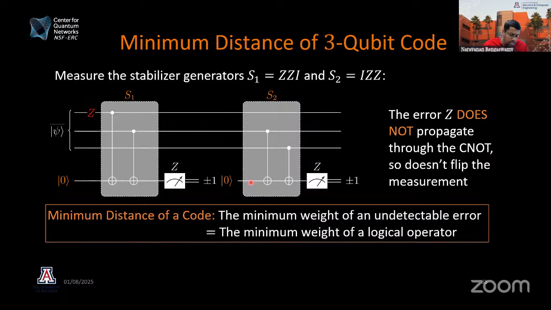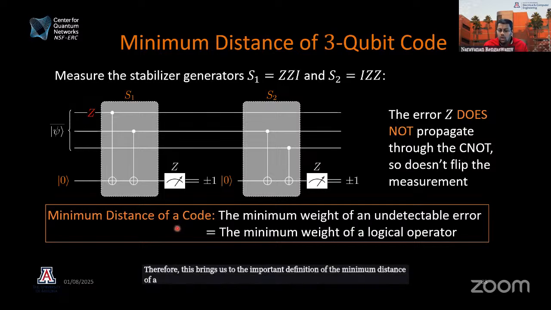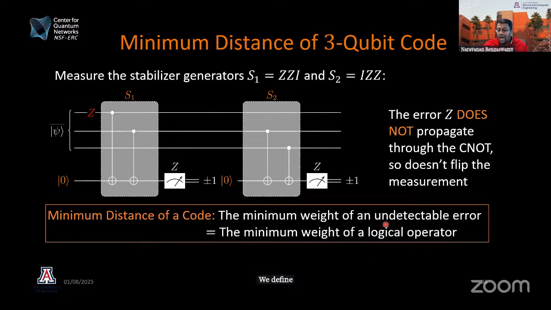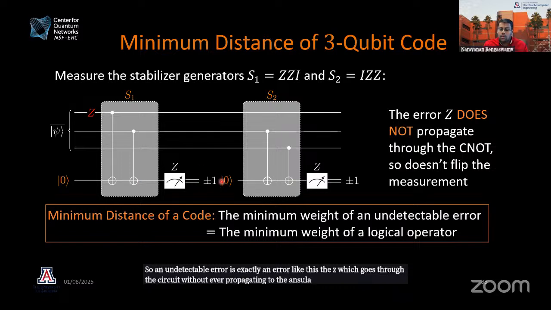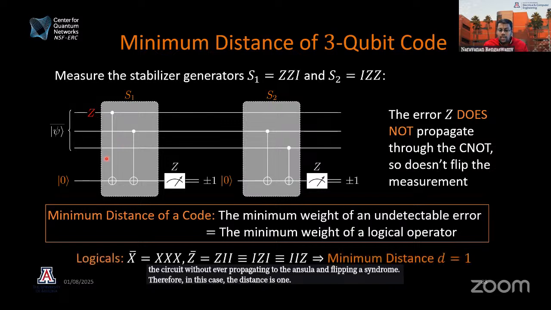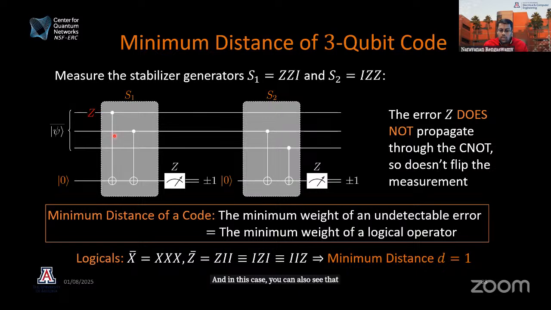Therefore, this brings us to the important definition of the minimum distance of a quantum code, of a stabilizer code. We define it as the minimum weight of an undetectable error, which is the same as saying that it's the minimum weight of a logical operator. So an undetectable error is exactly an error like this, the Z, which goes through the circuit without ever propagating to the ancilla and flipping a syndrome. Therefore, in this case, the distance is 1. And in this case, you can also see that Z acting on the first logical qubit is a logical operator. So logical operators and undetectable errors are the same thing.